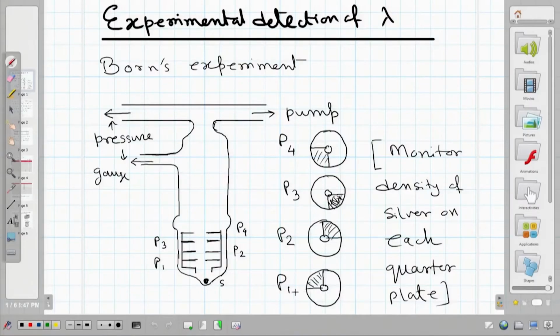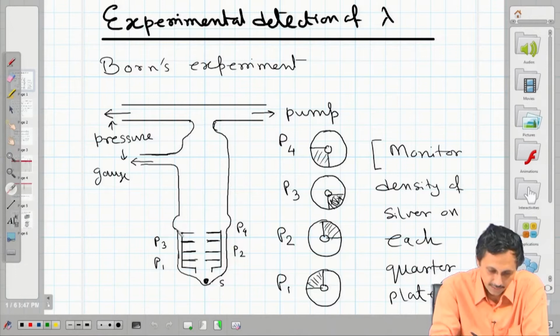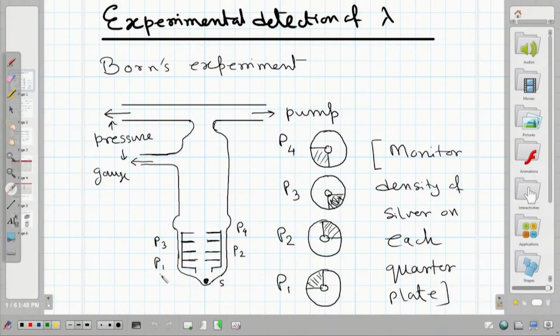Okay. So, for the experimental detection of lambda, the first experiment was by Born, back in 1933 or 36, I do not remember the exact date. This is the experimental arrangement. What we have essentially is a vacuum chamber. Everything is made of glass, let us assume, and inside this there are 4 plates, P1, P2, P3 and P4.